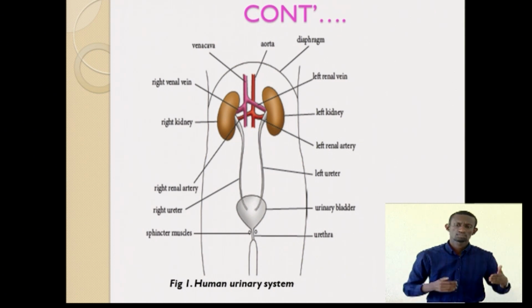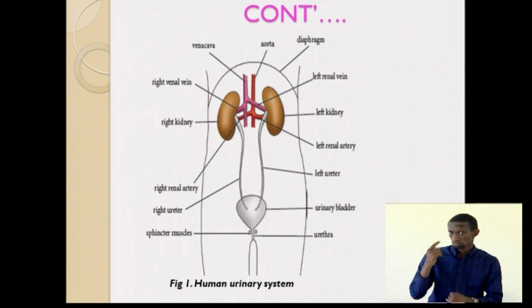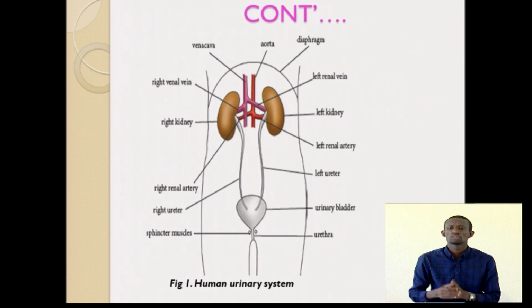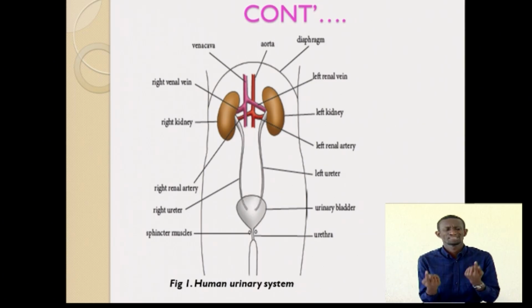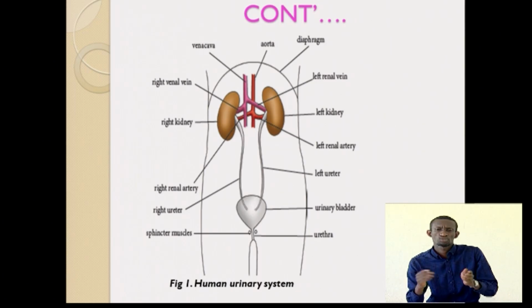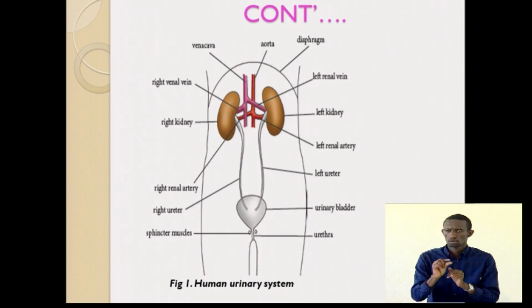As you can see, the structure of the kidney is like a bean-shaped structure. If I say a bean-shaped structure, it resembles the structure of a bean. So we have the urinary bladder, which stores urine temporarily, not permanently. So these are the parts that make up the human urinary system.